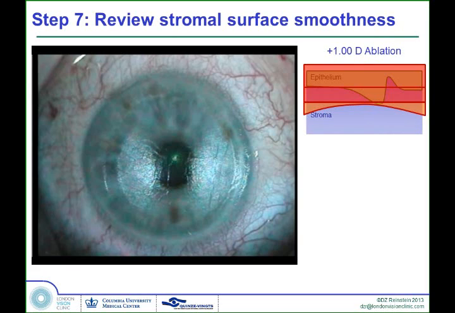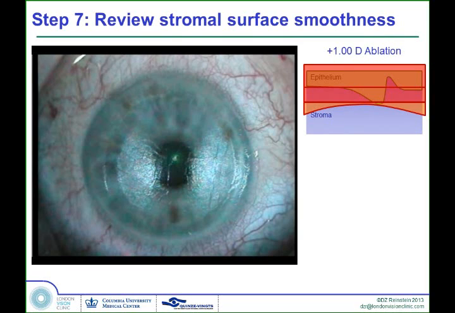So at the end of this, we stopped at that point and then did a hyperopic ablation, which simultaneously removes the last bit of epithelium, smoothing it out. But now we're doing a curved correction to compensate for the hyperopic shift, which we predicted from our trans-epithelial ablation digital surgery that we had done before surgery.